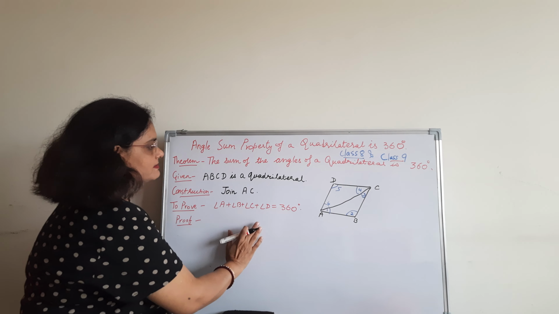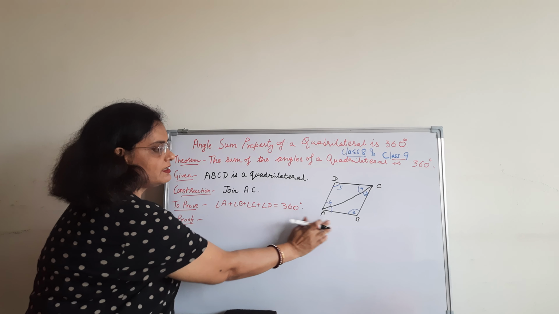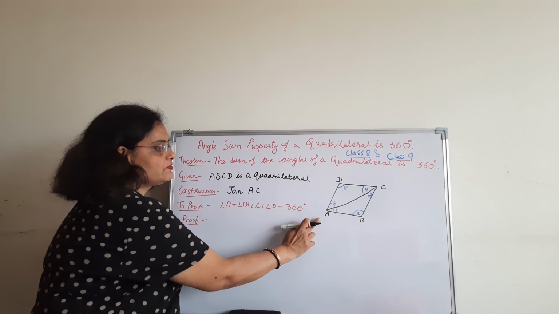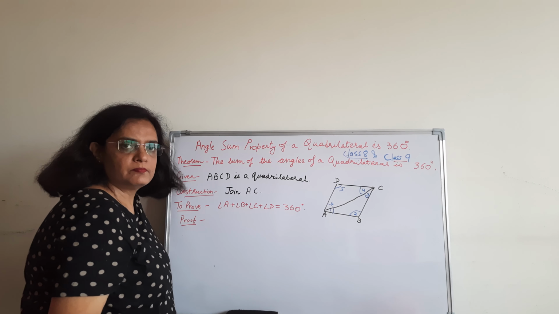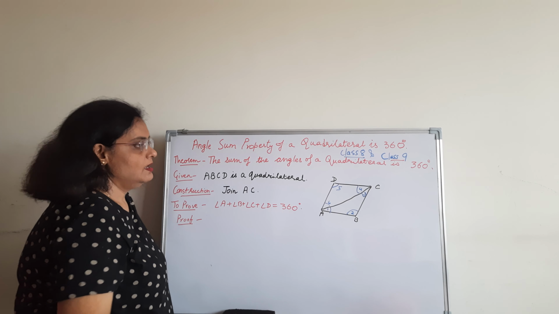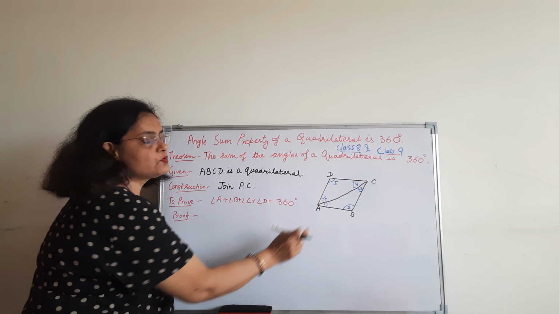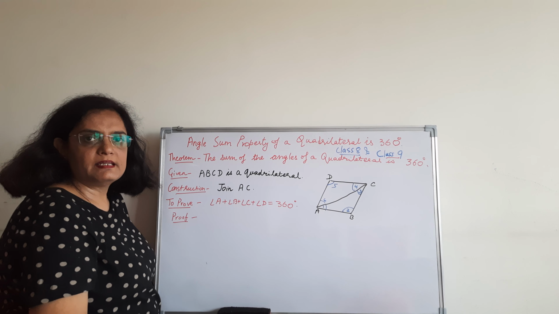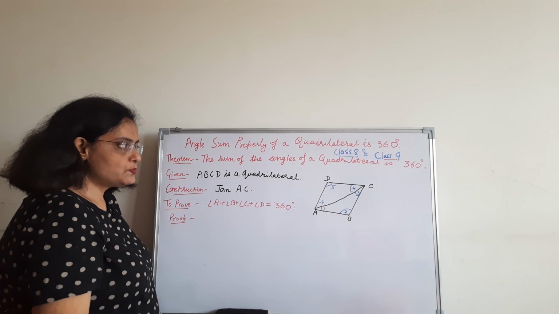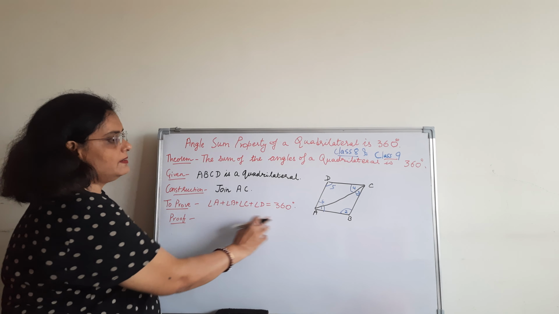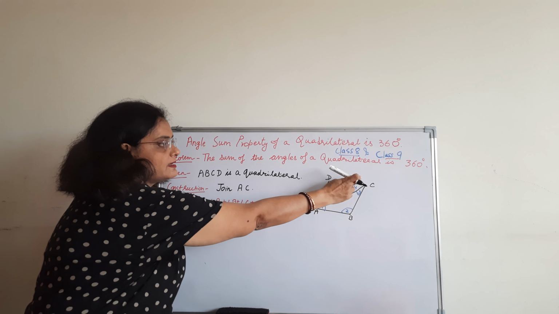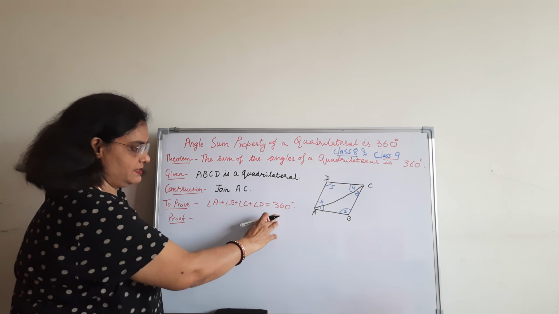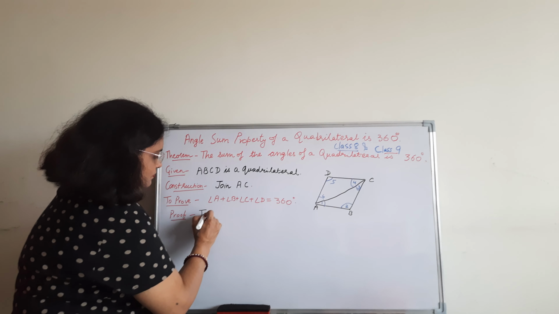Now in this we have this figure ABCD. ABCD is a quadrilateral and we have joined A and C. So AC becomes the diagonal. So now we have two triangles, triangle ABC and triangle ADC. And we have to prove that angle A plus angle B plus angle C plus angle D is equal to 360 degrees. Now how do we prove it?